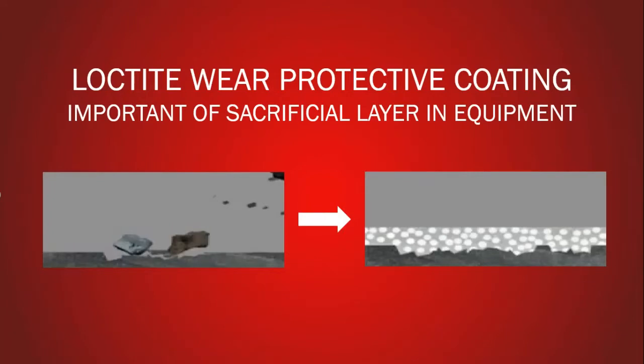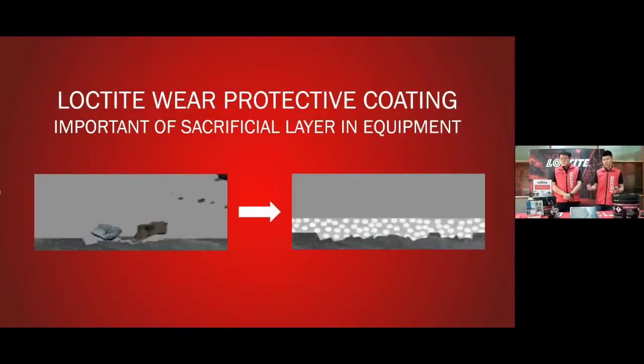All right, so you can see in the video the importance of this sacrificial layer in your equipment. Over time, as the thickness of the sacrificial layer is reduced because of abrasion, we can easily top coat using our LOCTITE Wear Protective Coatings to bring it back to its original thickness, so that we can continue to use our equipment and extend the service lifetime of the equipment itself.